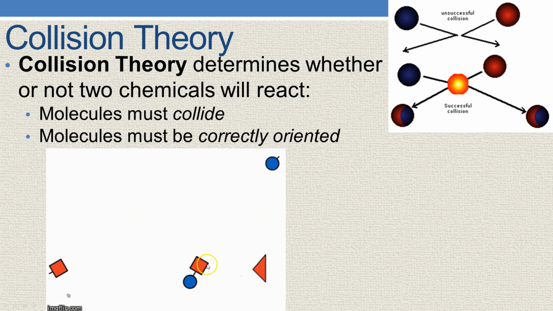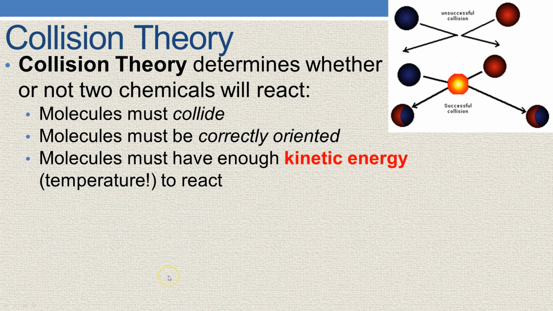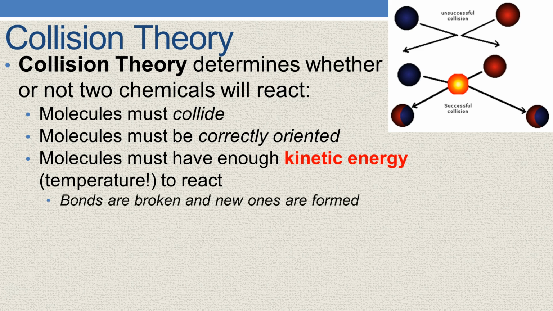Here we have some molecules bouncing around, and those first two collisions, even though they connected, they hit, weren't correctly oriented, so there won't actually be a reaction. Only that last one was a properly oriented chemical reaction. Molecules also have to be moving fast enough to react. By this, we mean they have to have a lot of kinetic energy, and kinetic energy is essentially the temperature. Temperature is the average kinetic energy of the particles inside the substance.